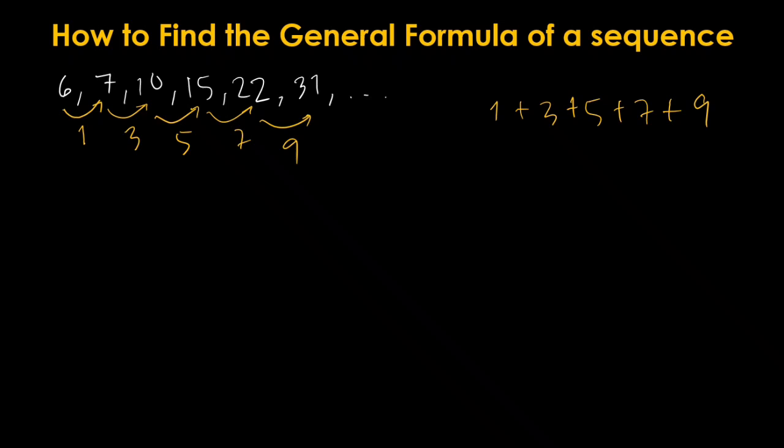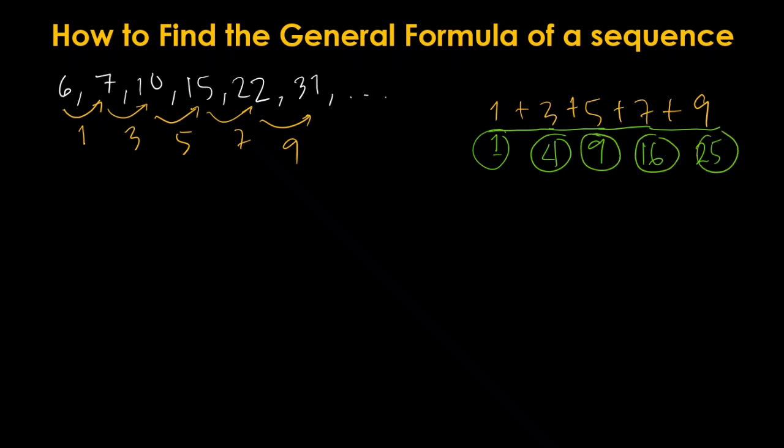Next, let's check the sum one by one. For the first term we have 1, if it's the only one. If we add the two terms, 1 plus 3 is 4. We add the three terms, 4 plus 5 is 9. If we add the next term, we have 16. Continue, plus 9 is 25. So observe that we have perfect squares here. 1 is 1 squared, 4 is 2 squared, then 3 squared, 4 squared, 5 squared.